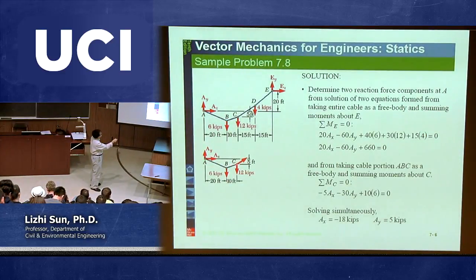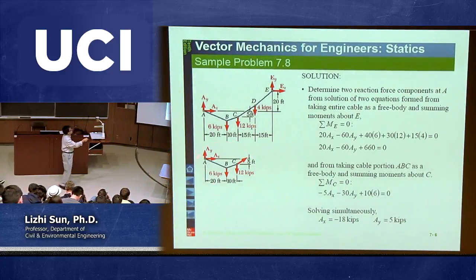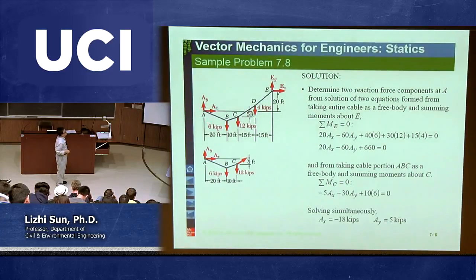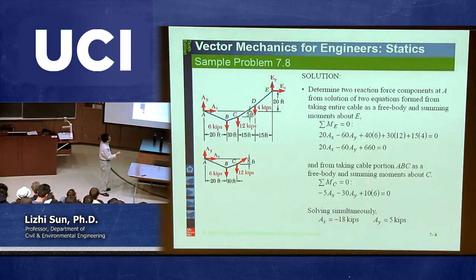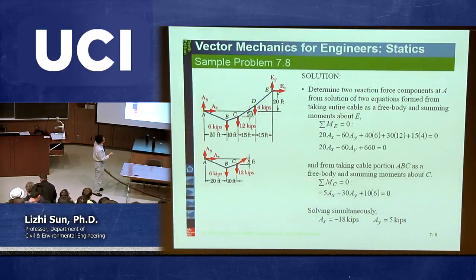Point B, you still have this one. At point C, you cut here, you get an additional force. But you also have this 12 kips acting on point C, right? So this is what we call a free body diagram of this part. Then what we're going to do is calculate the reactions first. How to calculate reactions?